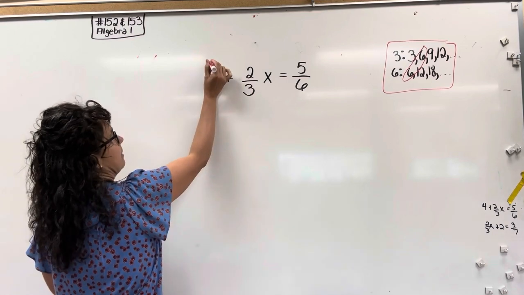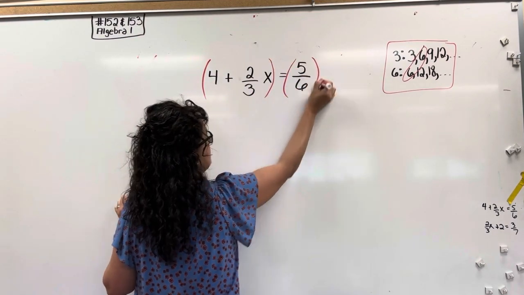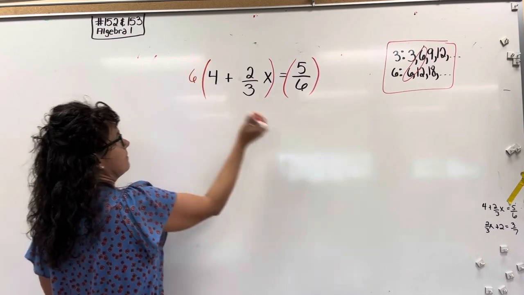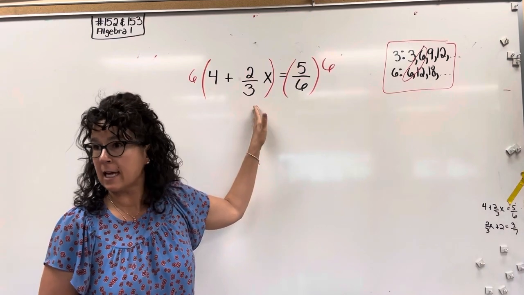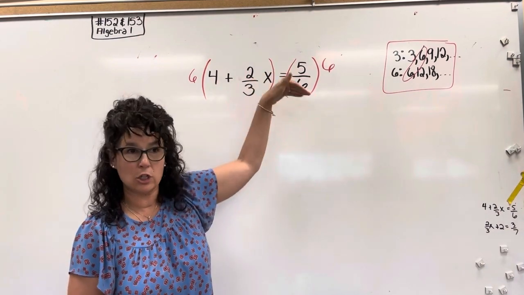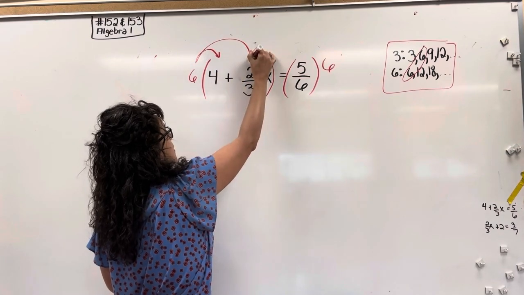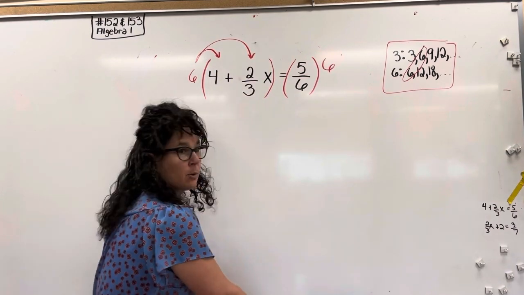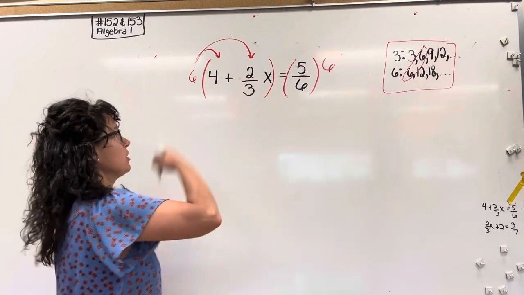So I'm going to put a set of parentheses and a 6. When I multiply the left side by 6, I'm going to need to use the distributive property. Okay, we'll start off with the easier multiplication there. 6 multiplied by 4 is 24.